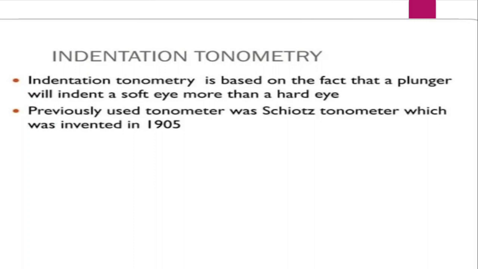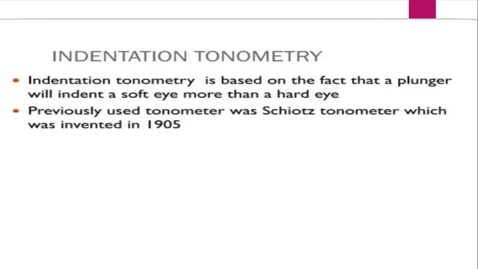Indentation tonometry is a method of measuring intraocular pressure within the eye. The method involves applying pressure to the eye with a small handheld device known as a tonometer. The tonometer is gently pressed against the cornea, which causes the cornea to indent slightly. The amount of indentation is then measured, and this measurement is used to determine the pressure within the eye.